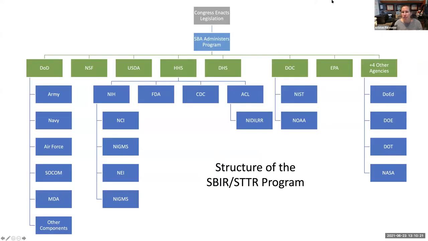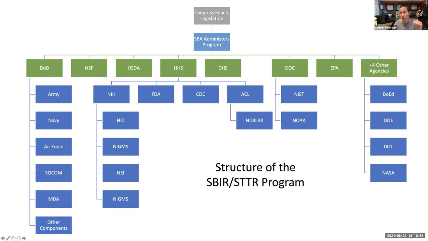I'm a super visual person, so I like this slide because it shows you the complexity of the program visually. So first, the very top, the gray box, shows that Congress enacts the legislation that supports the SBIR program. That is given to the SBA to administer the program. They prepare a directorate, and underneath that are the 11 federal agencies. So all of those green boxes are the 11 federal agencies. Underneath each agency, there are subcategories or components.